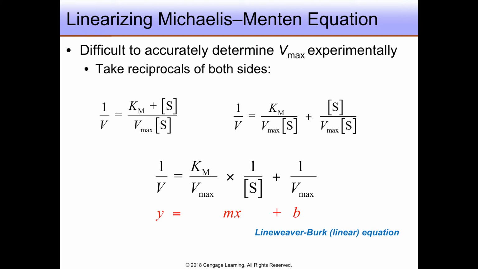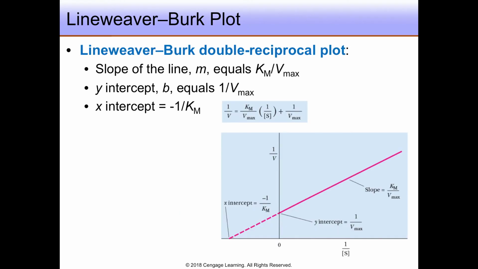If we plot 1 over velocity on the y-axis and 1 over substrate concentration on the x-axis, the slope will be equal to the value of Km over Vmax, and the y-intercept will be 1 over Vmax. We can see the graphical form of this equation in the lower right. We do indeed see the form of a straight line with a positive slope.